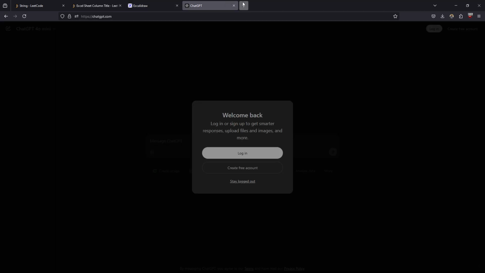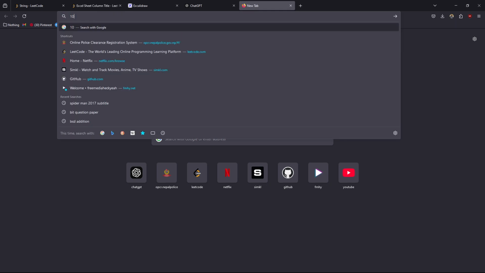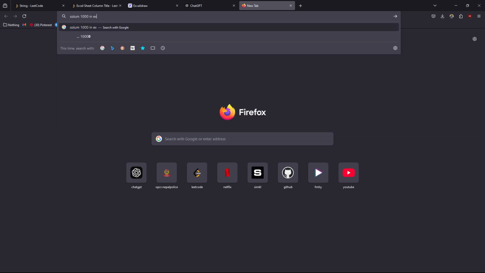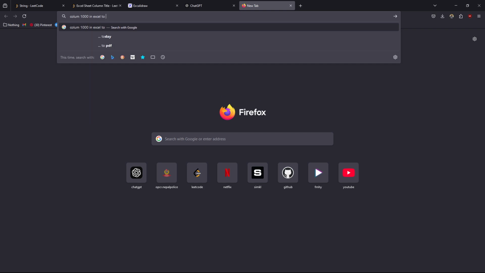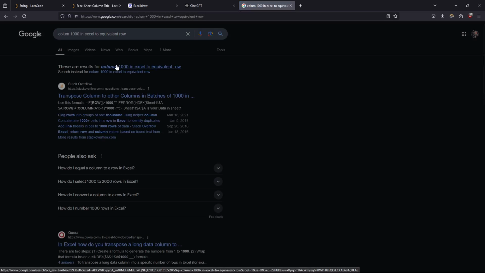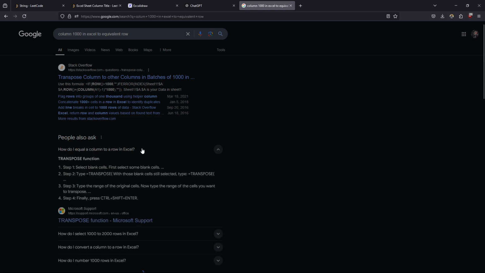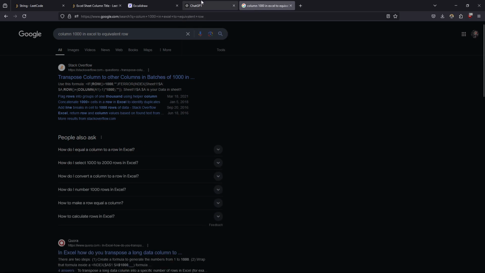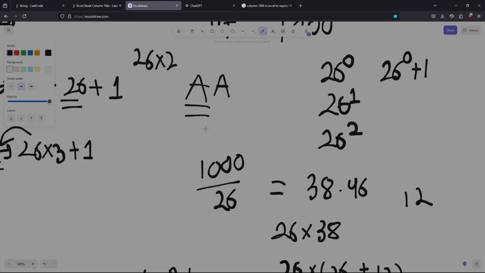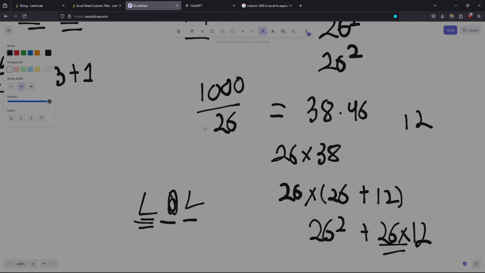Let's look at column 1000 in Excel and its equivalent. So subtracting the number doesn't help at all. What are the other ways in which you can solve this problem?